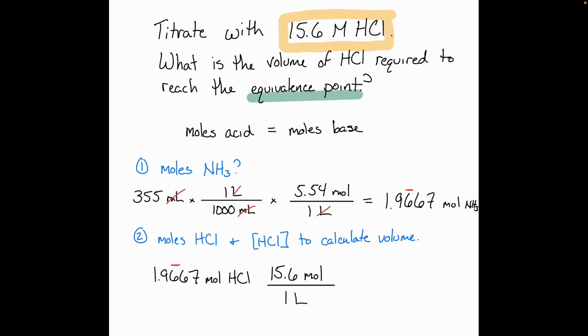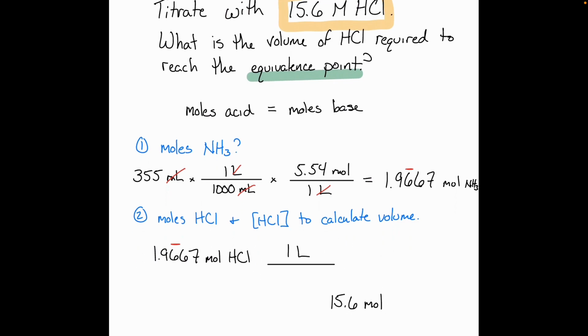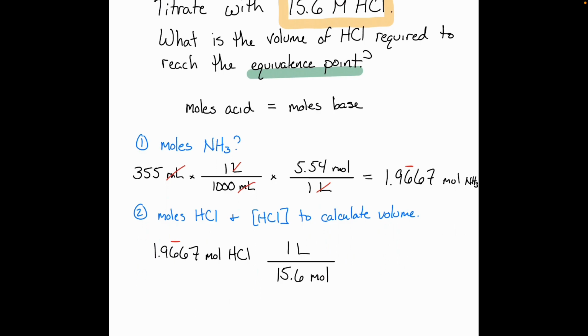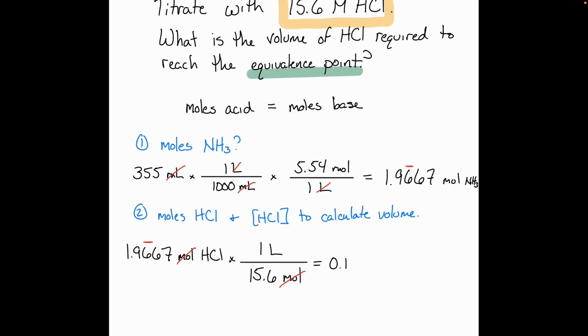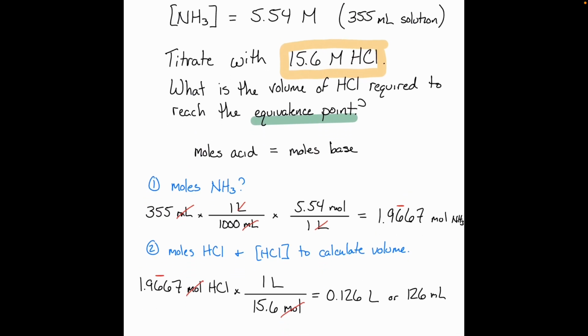So instead, I'm just going to take this exact same thing and flip it upside down so that the moles are on the bottom and the liters are on the top. Boom. Now it's set up correctly. My units will cancel out, and I'll be left with the volume of that solution that I need to reach my equivalence point. 0.126 liters, or maybe more conveniently represented as 126 milliliters. That's the volume of this 15.6 molar hydrochloric acid that I would need to add to reach my equivalence point in this titration.